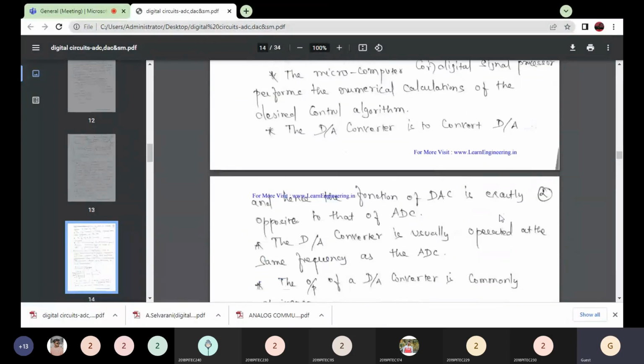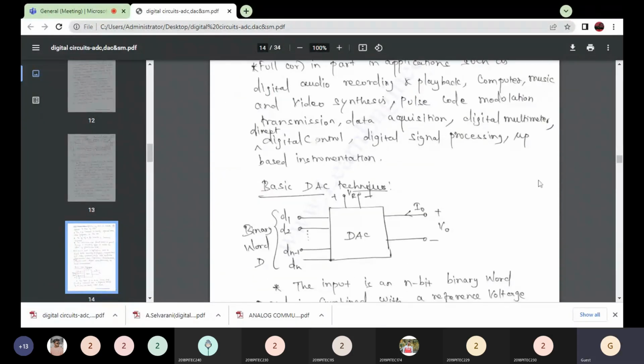We should know that, and then we go for the converters. First, the analog to digital converter. Where do we use the analog to digital converter? In many applications we are using the analog to digital converter.